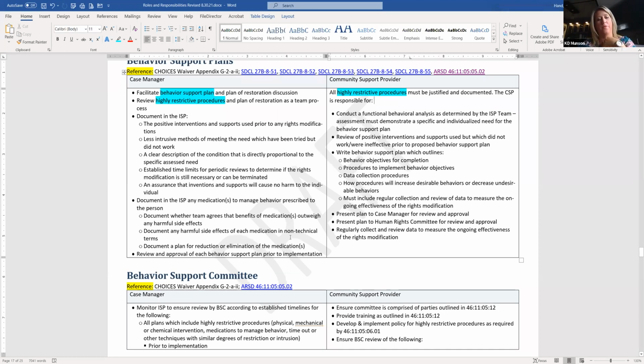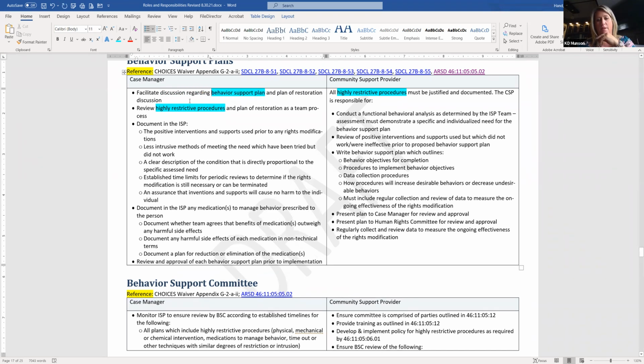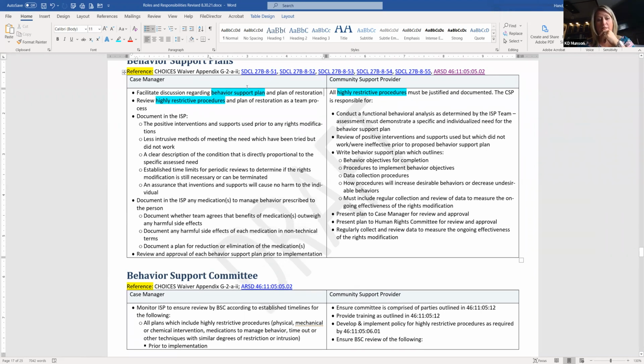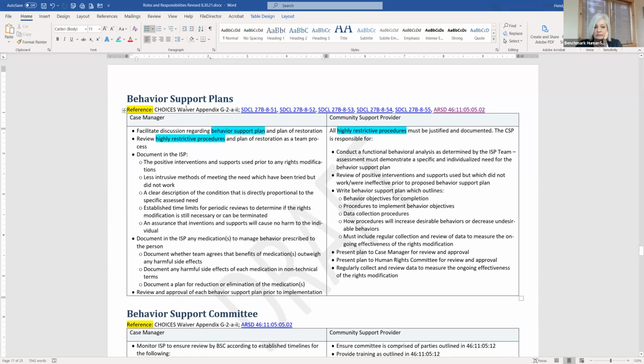I do worry a little bit about the word facilitate the behavior support plan, because there are people at community support providers that have been specifically trained in behavior support plans. Case management necessarily has not. It's rarely the case that the case manager is facilitating that conversation. Maybe I'm understanding that incorrectly, but I feel like there's training that would need to occur, and understanding on the community support provider side, in order for case management to actually facilitate those discussions. I agree. Oh, sorry, go ahead. I was going to say, I agree with that.